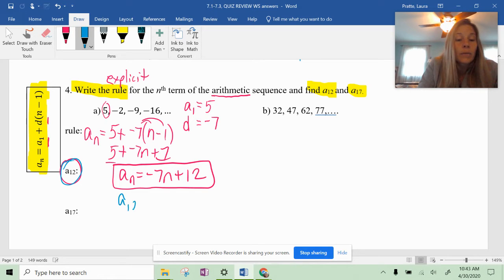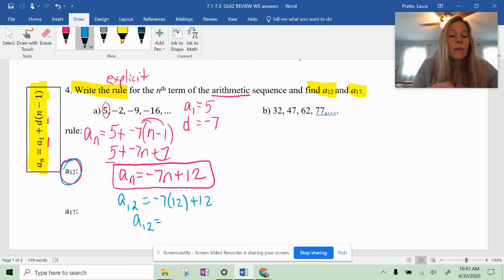So now I want to find a sub 12. So to find a sub 12, all I'm going to do is plug in a 12 for my n and work it out. So negative 7 times 12 plus 12. That's all you need to do. So we have negative 72.